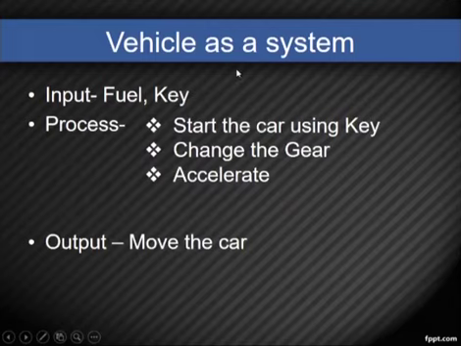So we'll take the vehicle as a system. The input is fuel, and you need a key to start the vehicle. The process is to start the car using the key. You have to put the key into the vehicle, and you can start it. Then you have to change the gear, and then accelerate. That is the process to move the car. So the process is start the vehicle, change the gear, and accelerate.